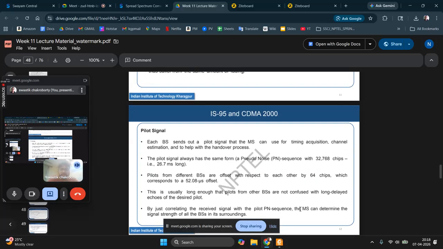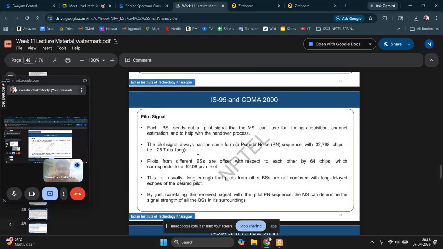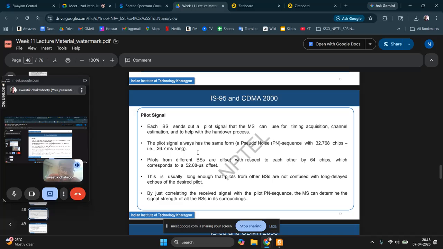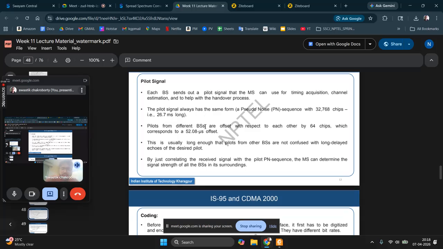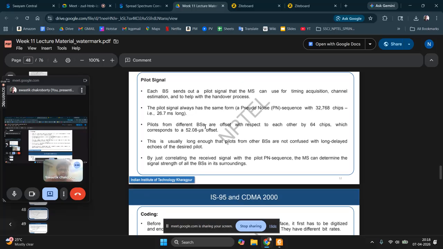Okay, the pilot signal: each base station sends out a pilot signal that the mobile station can use for timing acquisition, channel estimation, and to help with the handover process. The pilot signal always has the same form. Pilots from different base stations are offset with respect to each other.